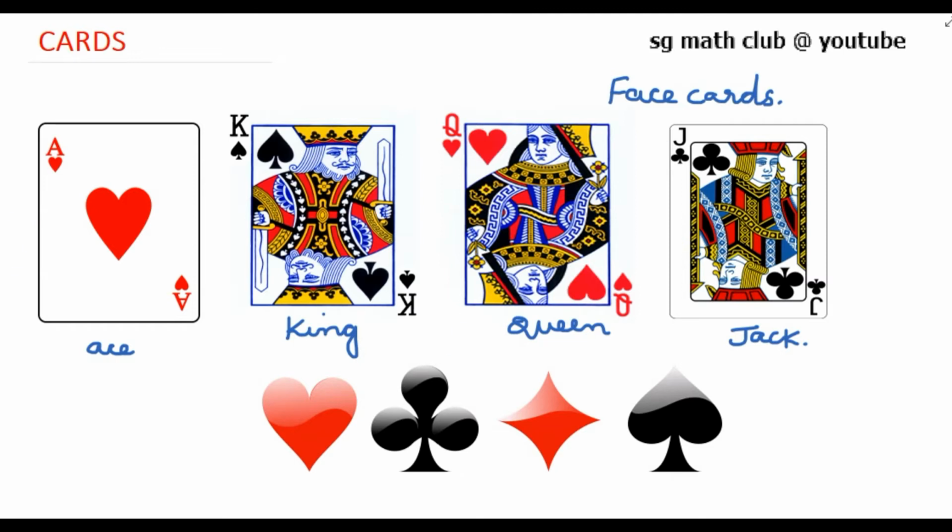And this is the symbol for heart. So heart, this is club, this is diamond, and this one is spade. These are the symbols. This is the symbol for spade, this is the symbol for diamond, club and heart.